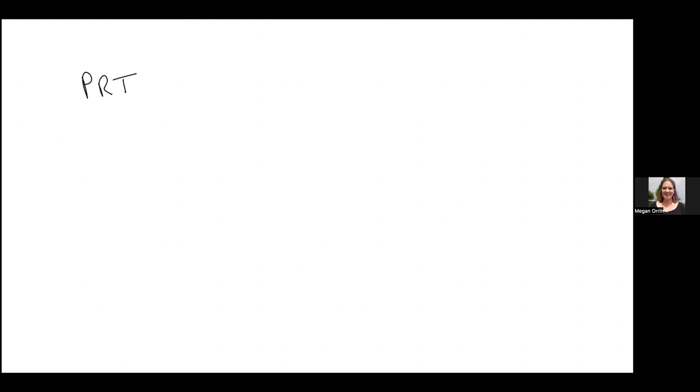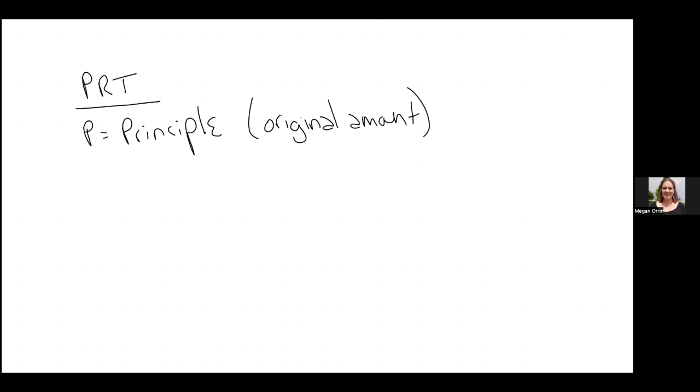What does P stand for? Principal. What does principal mean? It's the starting amount, right? So actually, I'm going to write original amount. So this is your original amount. So if you're borrowing money, if you're depositing money, whatever it is, P is your original amount.